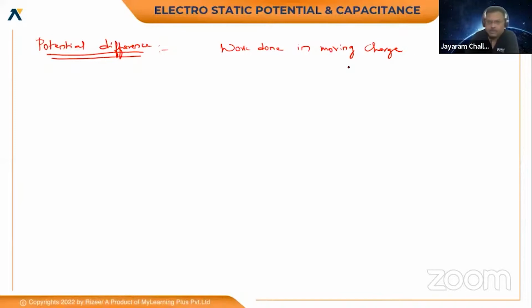in moving a charge is given by work done W is equal to minus Q times the integral of E bar dot dr bar. So from this, the work done per unit charge can be written as delta V, the potential difference, equal to minus the integral of E bar dot dr bar. This is the potential difference between the points.